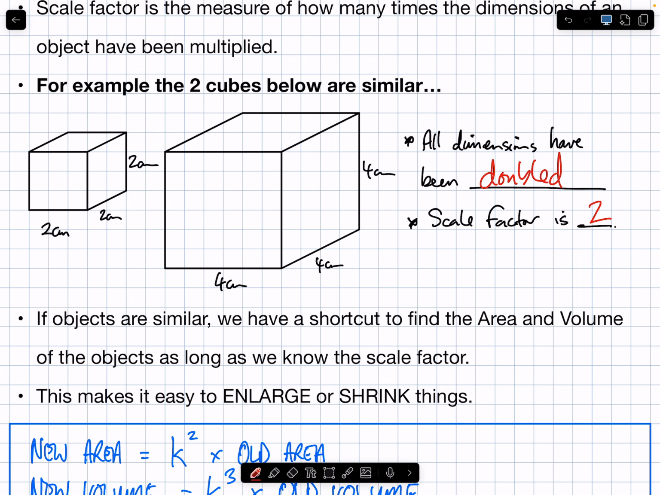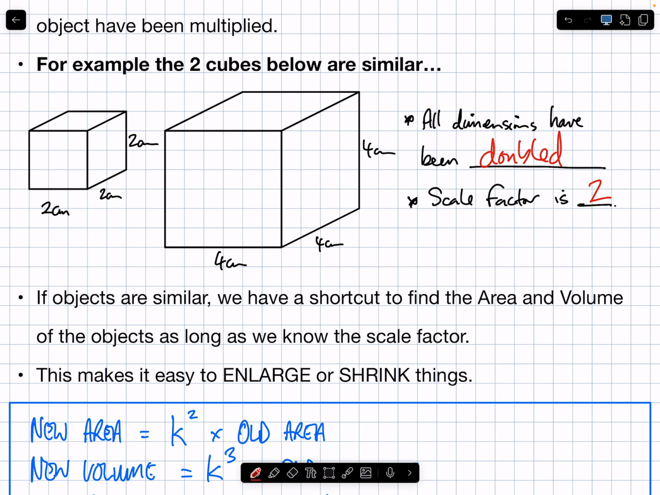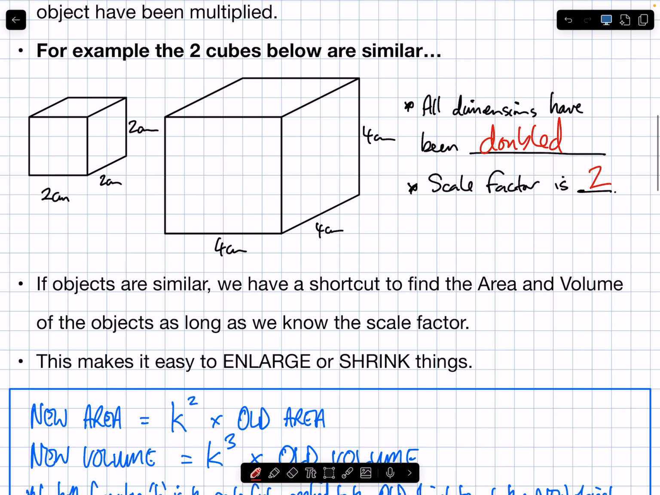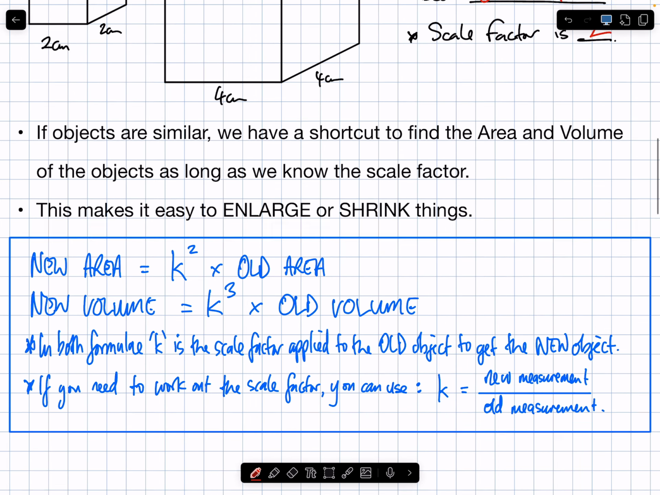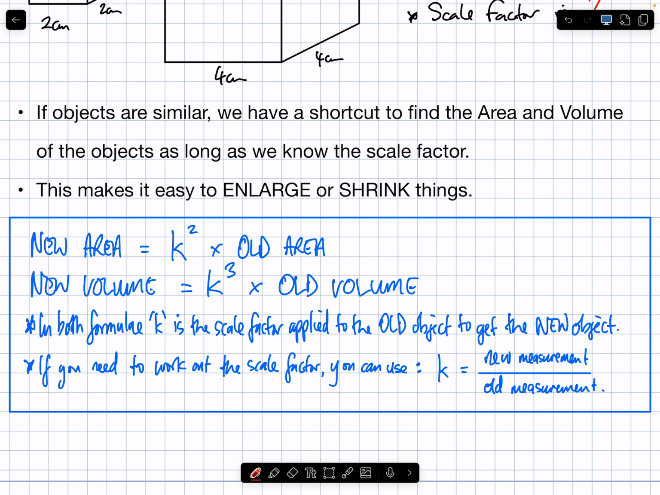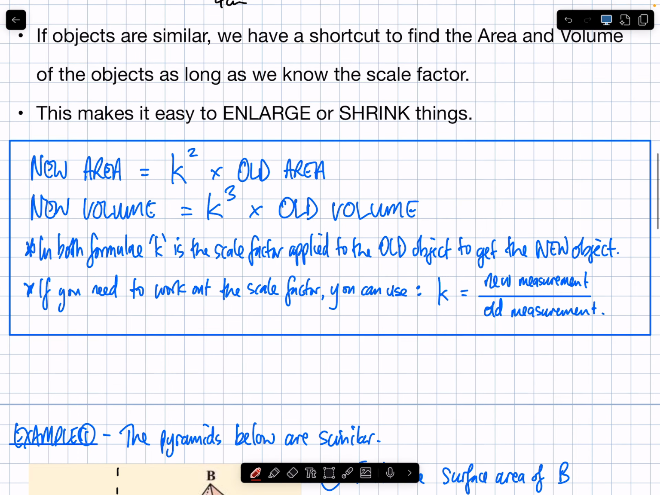All right? If objects are similar, we have a shortcut to find the area and volume of the objects as long as we know the scale factor. If you did that last year, you remember we hammered this because you were supposed to find the area and volume of the baby like 8 times. You're not doing it multiple times this time. You're just doing it once, but you have to be aware of this formula.